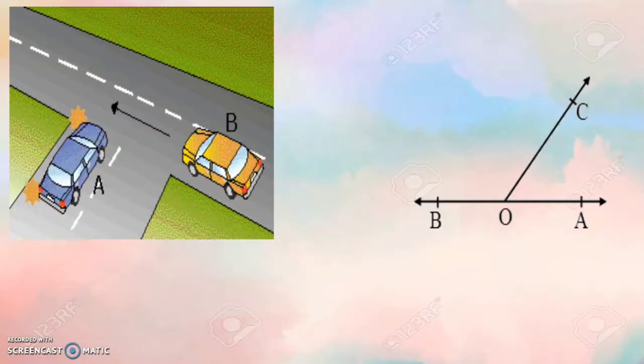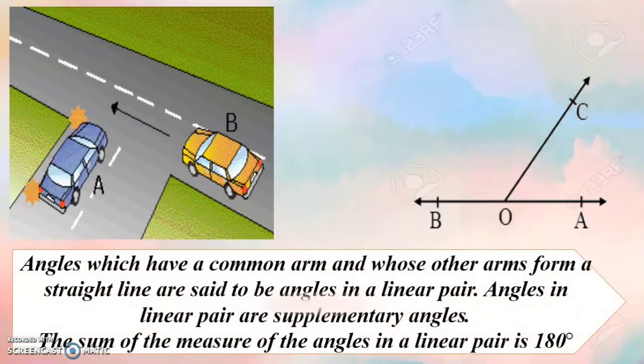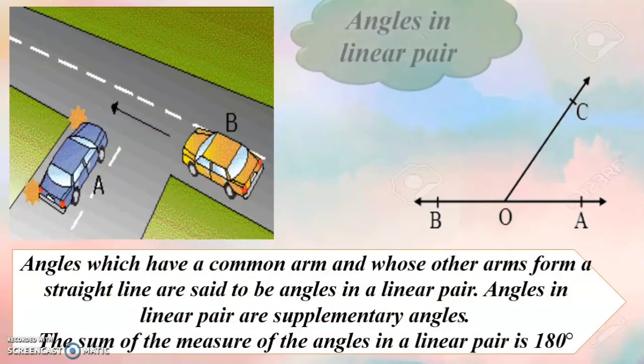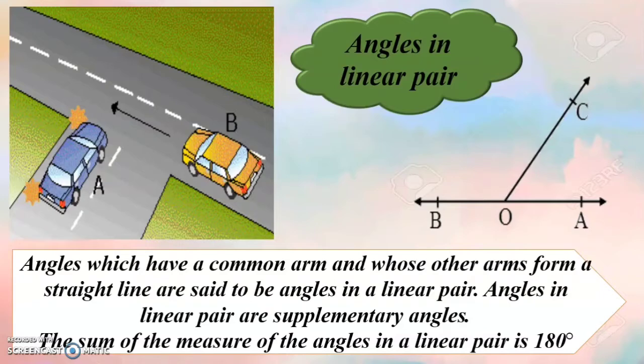So, from all these three concepts, we can say that angles which have a common arm and whose other arms form a straight line are said to be angles in linear pair. Angles in linear pair are supplementary angles, and the sum of the measures of the angles in a linear pair is 180 degrees. Now, we will see one example based on angles in linear pair.